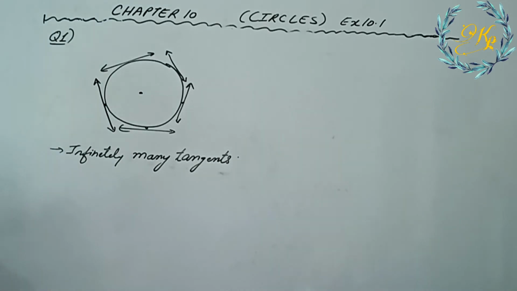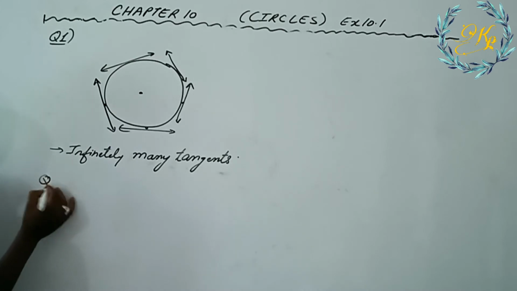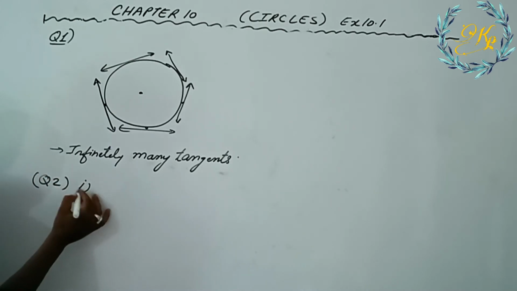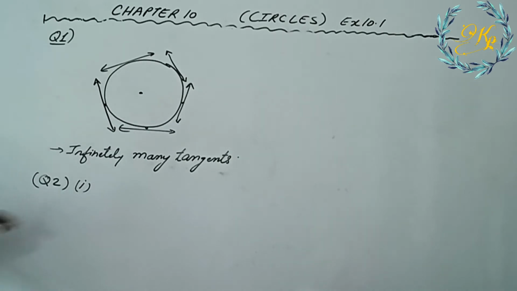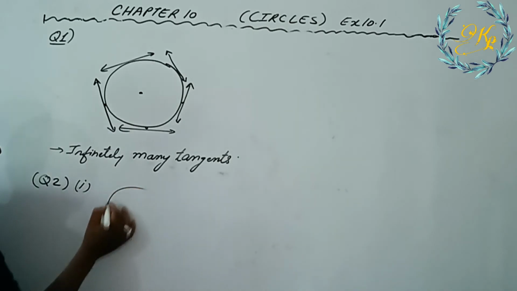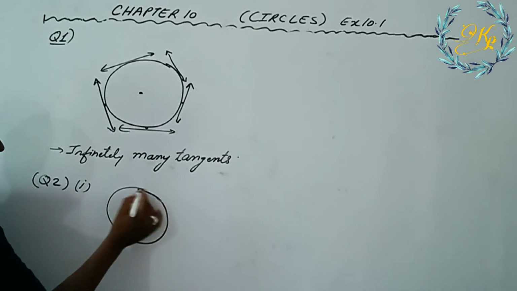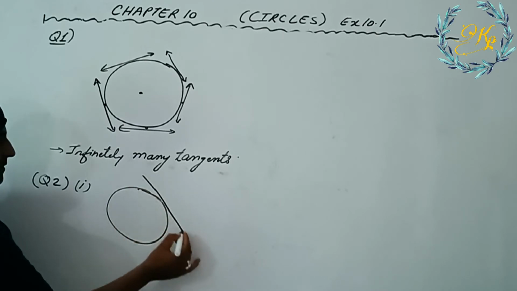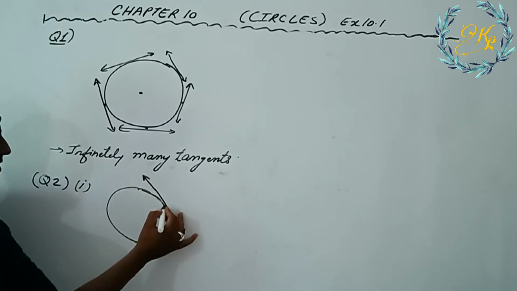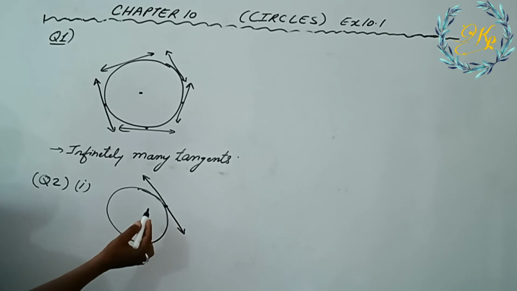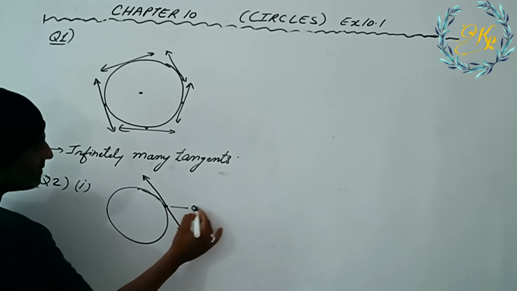Now, let's move to question number 2. We have fill in the blanks in that. Question number 2. I'll explain the concepts with the help of diagrams. Let's see, the first one, a tangent to a circle intersects at dash point. Now, let's see, we have a circle and we know that a tangent has only one point of contact to a circle. So we can say that a tangent to a circle intersects a circle at one point.